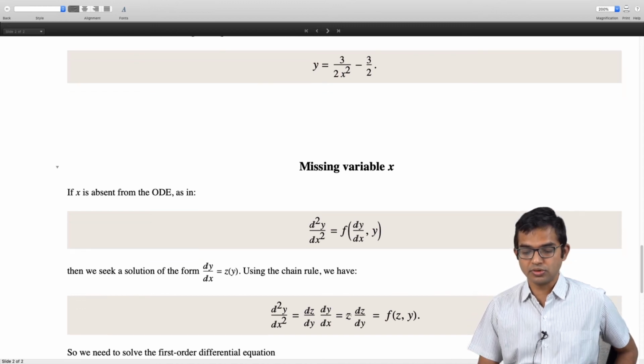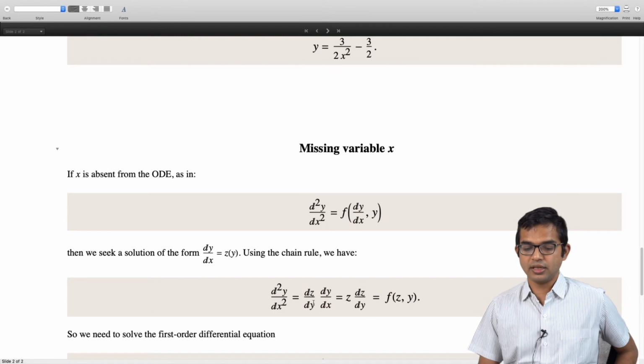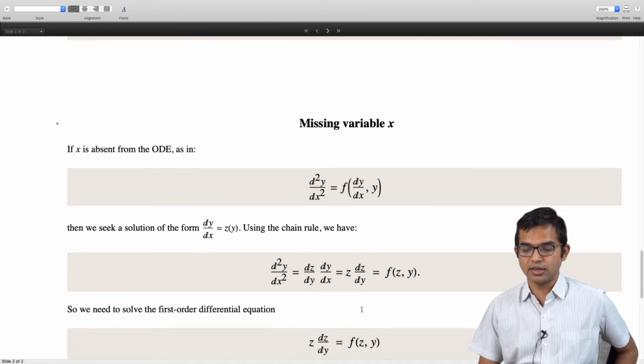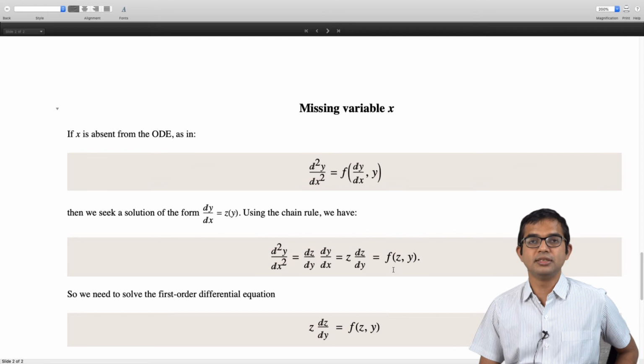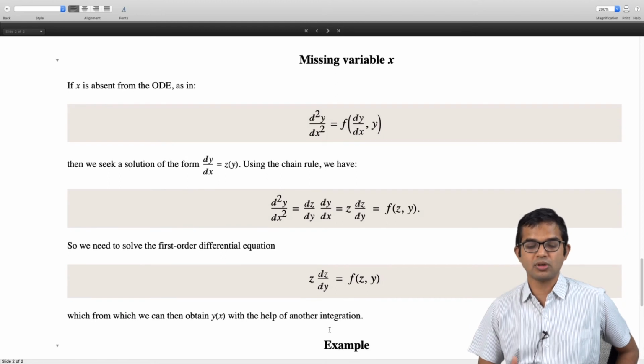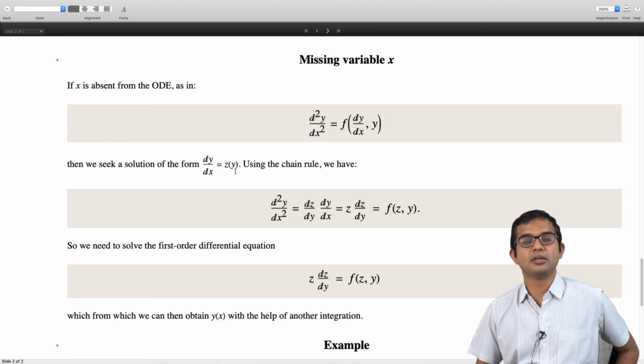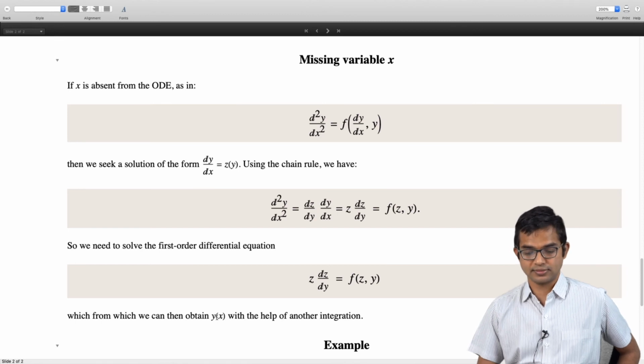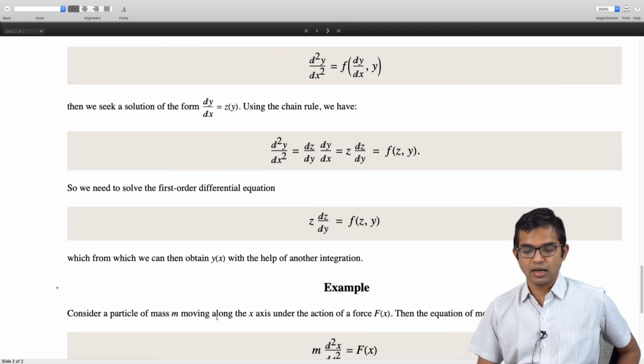So now you see that you have a differential equation z times dz by dy is equal to f of z comma y. So this is a first order differential equation in z with respect to y, which can be solved. Once you have found z as a function of y, you have to do one more integration, dy by dx is equal to z of y, and then you can at least formally write down y as a function of x. Okay, let's look at an example.